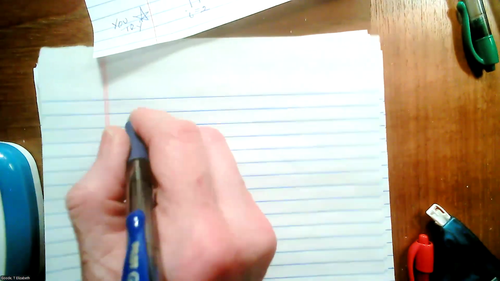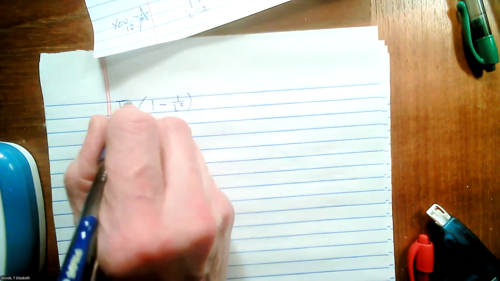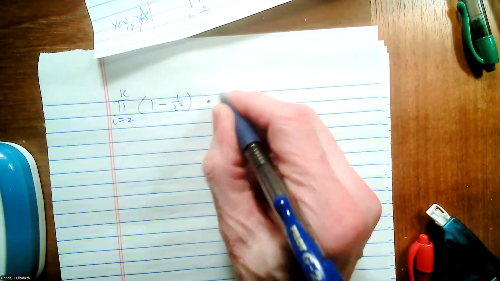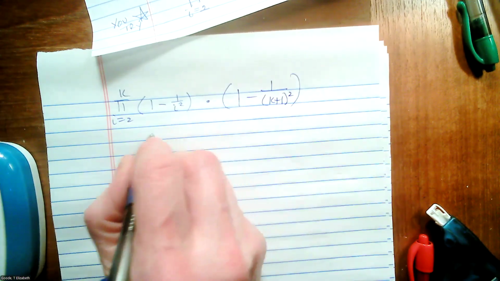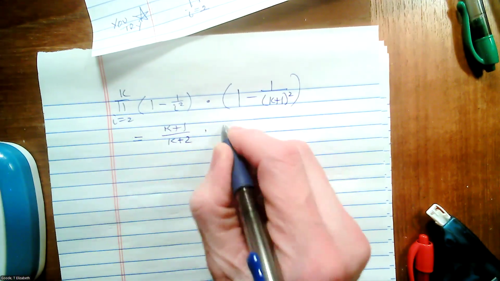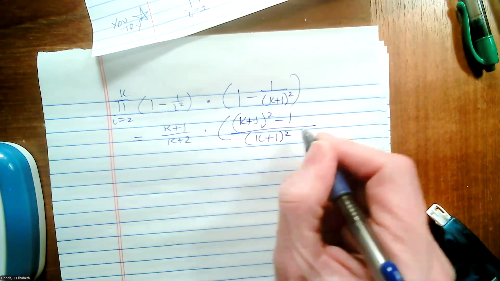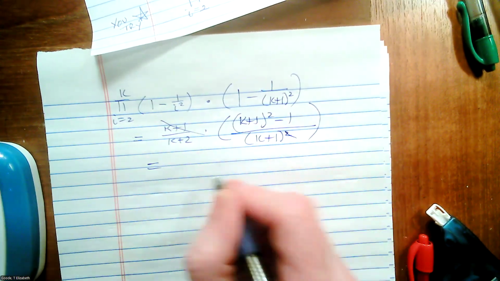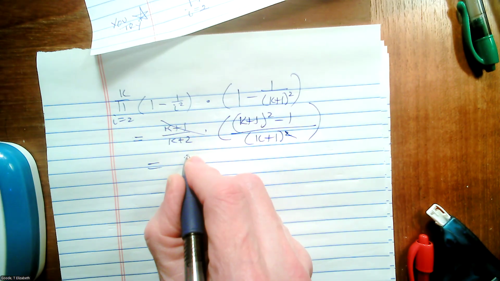I think it's right. Maybe you better check the notes first just to see if it is right. We can quickly check it though. 1 minus 1 over i squared, the product from i equals 2 to k, times 1 minus 1 over k plus 1 squared. And this is going to equal k plus 1 over k plus 2 times k plus 1 squared minus 1. Don't do it this way. I'm just trying to check it to make sure it's right. Oh, yeah, it is right. Because then we've got, yeah, k plus 1.